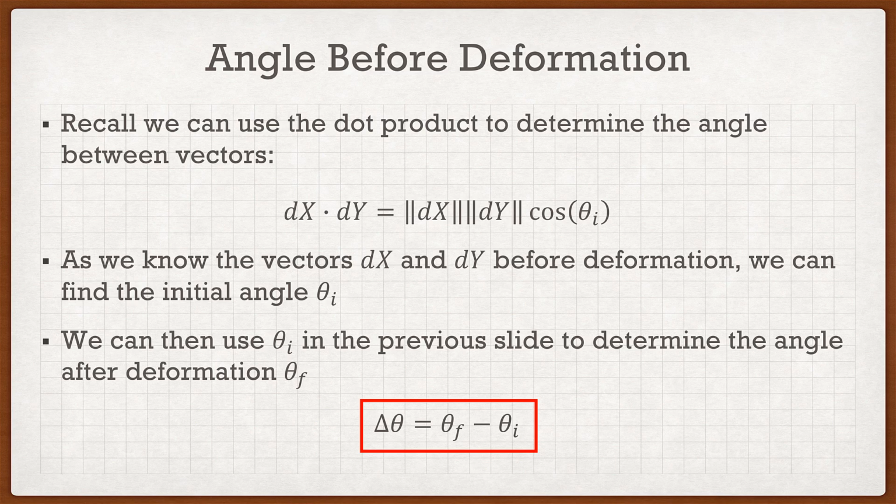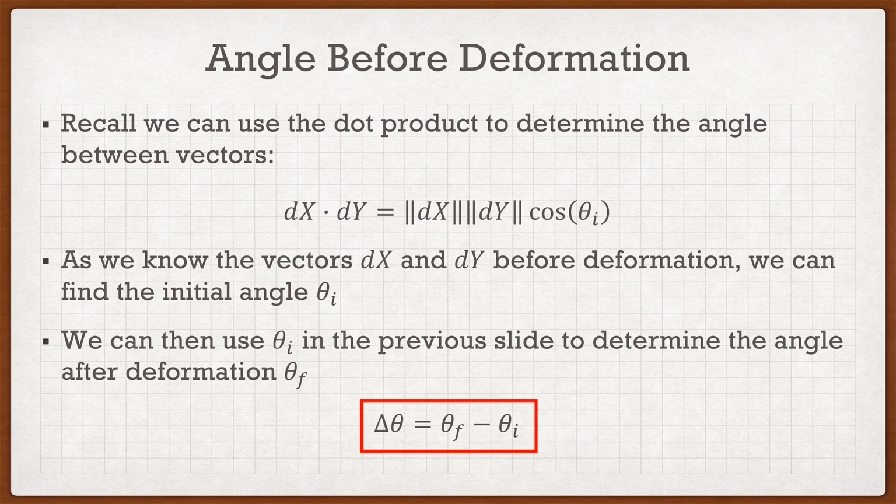The angle before deformation can be found using the dot product. So this goes back to your Eng 130 days where we're finding the angle between two vectors. There's a nice simple dot product formulation where dx dot dy is equal to the norm of dx times the norm of dy times cosine of theta i. If we look at this formula closely, it's reliant on three things: the components of dx, which we know, the components of dy, which we also know, and theta i. Theta i is actually our only unknown in this scenario, so I can use that formula to solve for theta i, no problem at all.